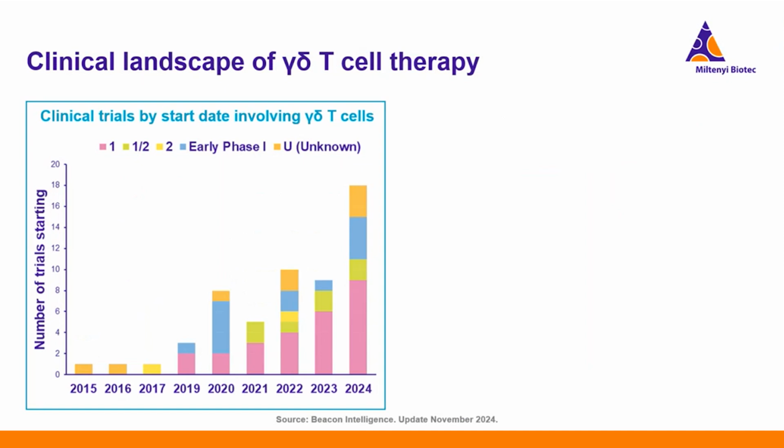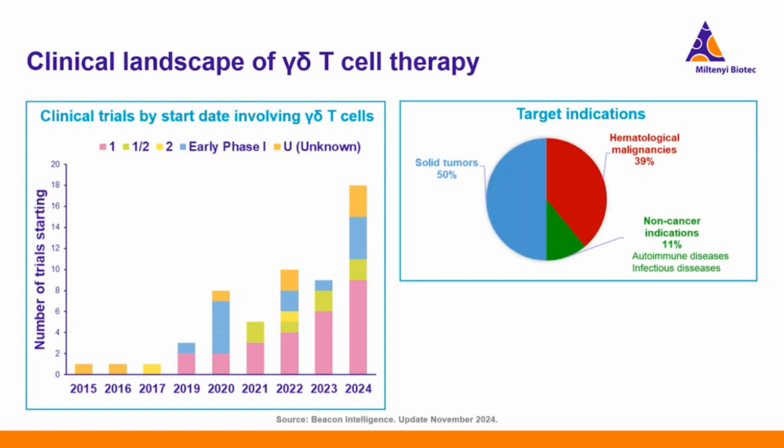Looking into the clinical landscape, it is of note the increase in number of clinical trials involving gamma delta T cells in the last years. Particularly last year, this increase in clinical trials was highly remarkable. The target indications for the use of gamma delta T cells are particularly solid tumors, but it's also of high interest to use these cells for the treatment of hematological malignancies, and there is also increasing interest in the use of gamma deltas to treat autoimmune as well as infectious diseases.